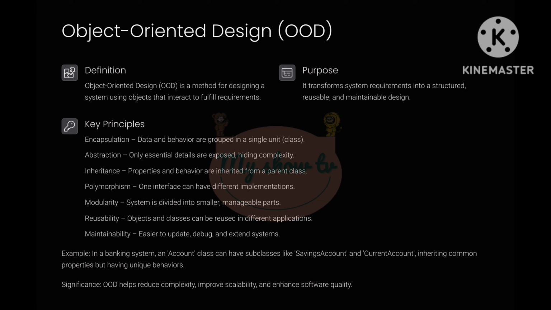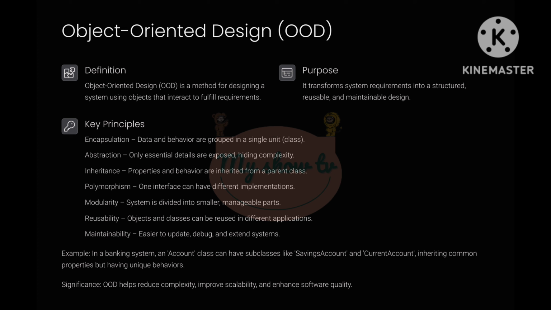Object-Oriented Design, or OOD, is a methodology used to design software systems using objects rather than functions and procedures. It helps in structuring complex systems by breaking them into smaller, reusable, and self-contained objects. OOD follows several key principles. 1. Encapsulation. This means bundling data and methods that operate on the data within a single unit, known as a class. This ensures that the internal workings of a class remain hidden from the outside world, preventing unintended modifications.